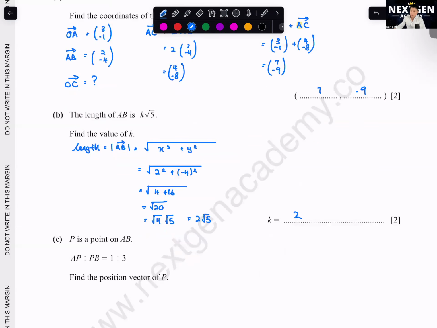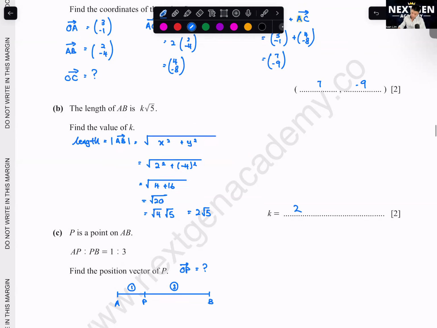Okay, the next one. P is a point on AB. AP to PB is 1 to 3. Let's try to draw it out. A, P, B. AP to PB is 1 to 3, 1 part to 3 parts. They want us to find the position vector of P. That means, what is OP?